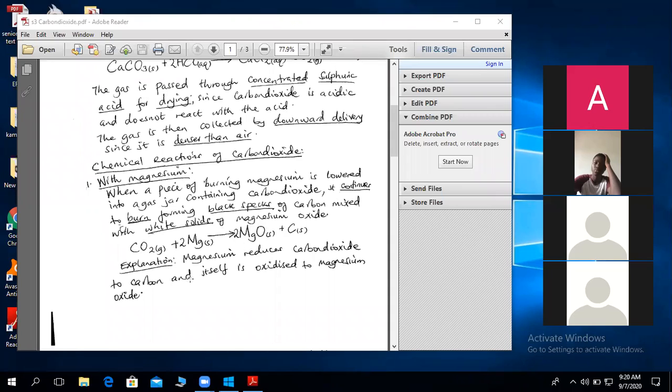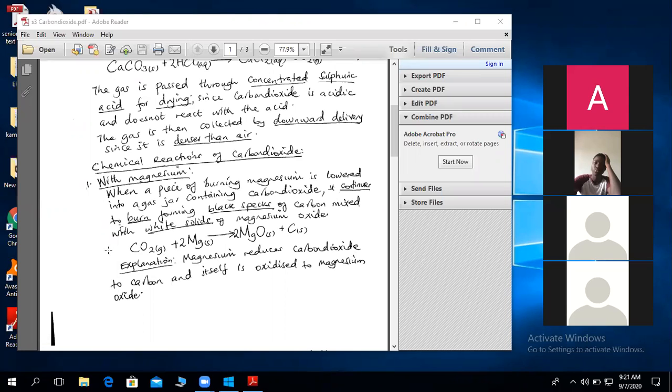Another way someone can explain it is to say magnesium reduces carbon dioxide, because remember, reduction is the removal of oxygen. So magnesium reduces carbon dioxide. In other words, magnesium removes the oxygen from carbon dioxide, forming magnesium oxide, which is a white solid, and carbon, which is black. That is another explanation that someone can give.